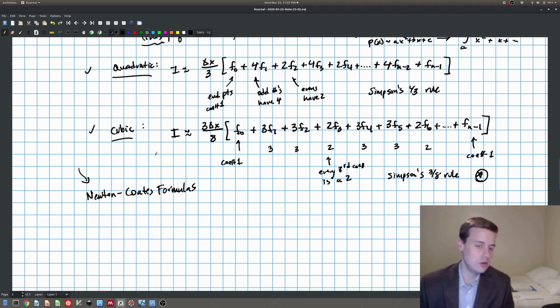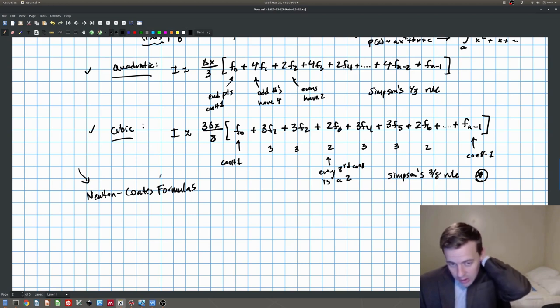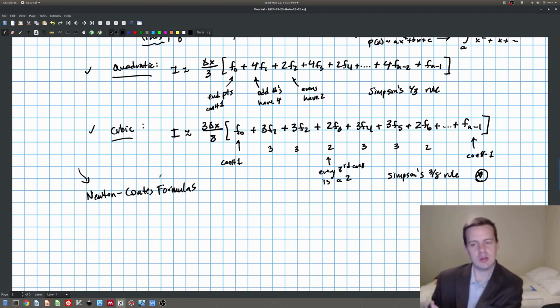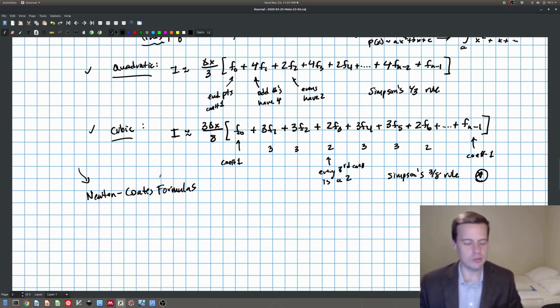You could continue going up to higher and higher order and try to get better and better approximations. It seems that cubic is a pretty good trade-off between the simplicity of doing an interpolation and the ability to get an accurate integral. So cubic seems to be often right. On our homework, we do a lot of trapezoidal rule too.